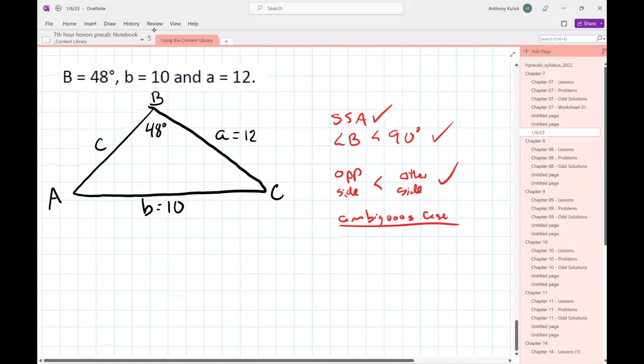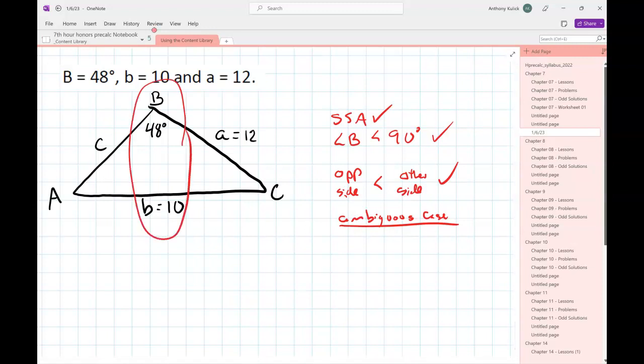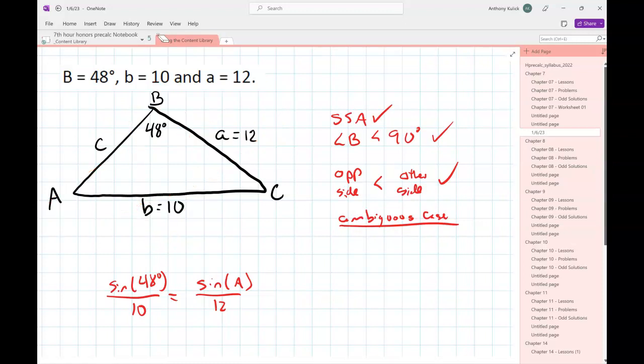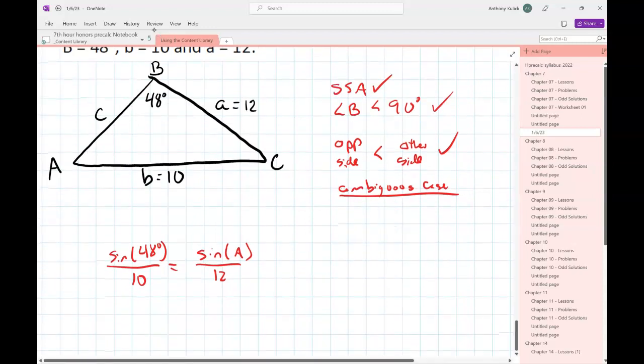What we're going to do is we're just going to set up a law of sines. So those are the two parts that I'm going to use. I'm going to say sine B over B is equal to sine A over A. And now I'm going to solve for sine A. So I'll just cross multiply and divide.